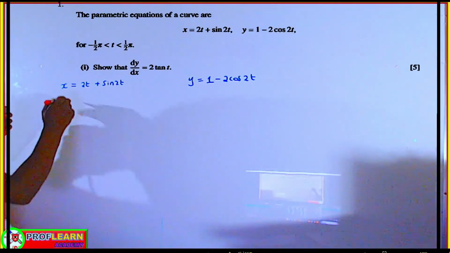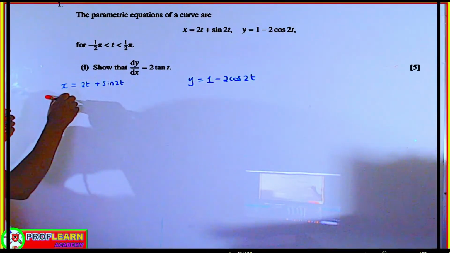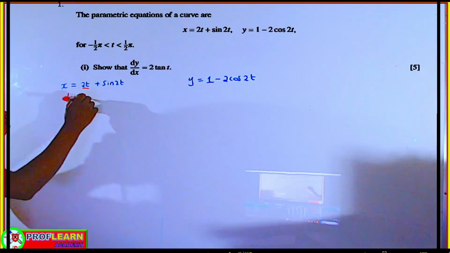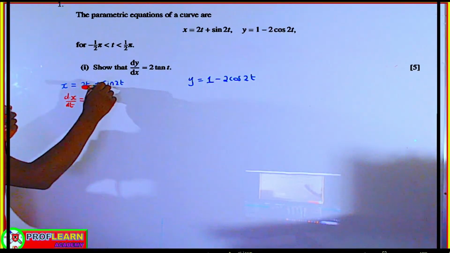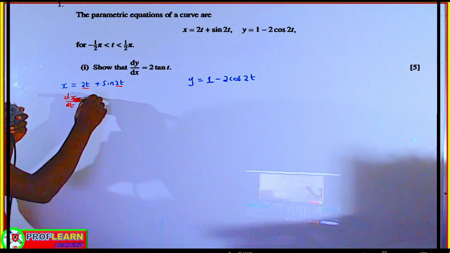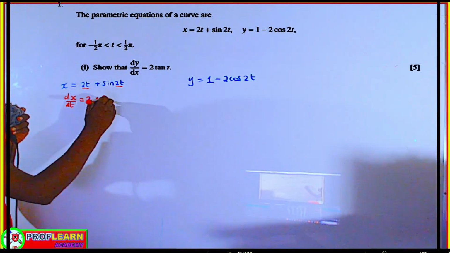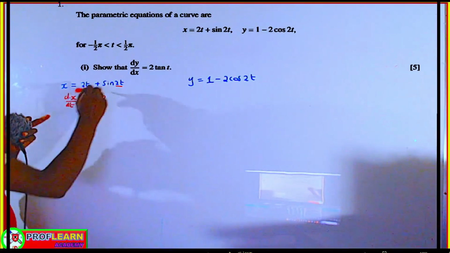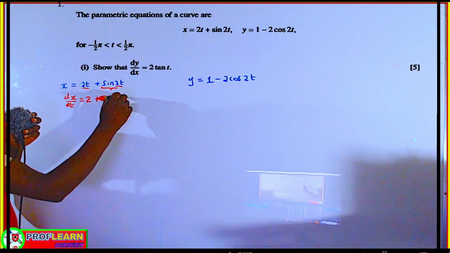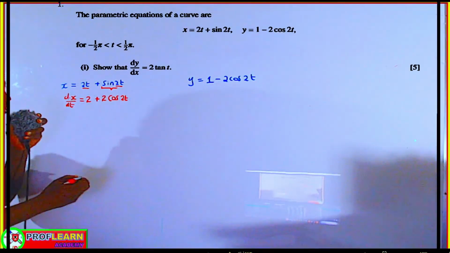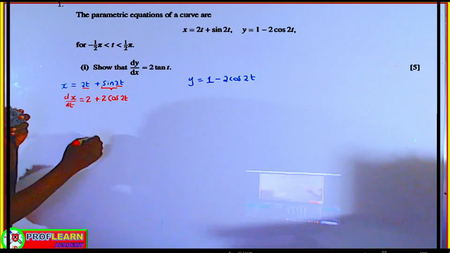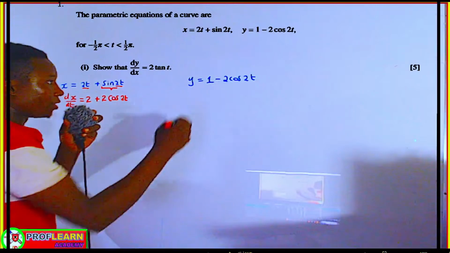So the first case here, we're having dx/dt, and differentiating 2t, we're going to have 2, and differentiating sine 2t, first we need to differentiate the inner function, and that is going to be plus differentiating 2t, we are going to have 2. Then once you have differentiated that, you can now differentiate the sine function, and it's going to be cos, then you write 2t the way it's written like that. So dx/dt has proven to be 2 plus 2 cos 2t.